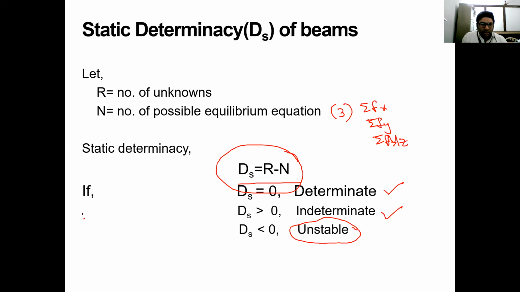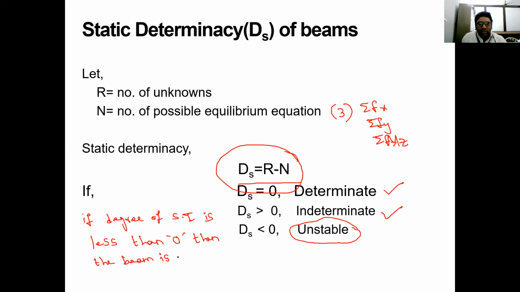So if degree of static indeterminacy is less than 0, then the beam is said to be in an unstable condition.